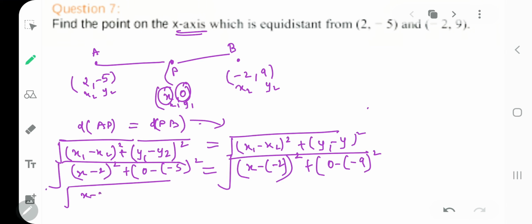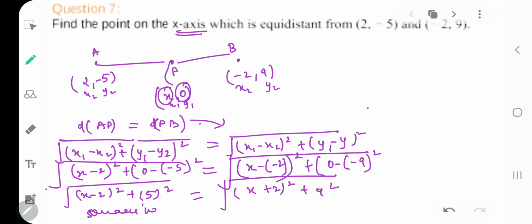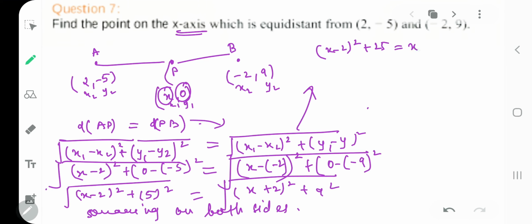So it will be under root, (x minus 2) the whole square plus 5 square. Okay, my dear kids, and here it will be under root, (x plus 2) the whole square plus 9 square. Are you getting my point? If you square on both sides, then the square root of both will go away. So you can write by squaring on both sides. Once you get that, you will get the equation something like this: (x minus 2) the whole square plus 25 is equal to (x plus 2) the whole square plus 36.